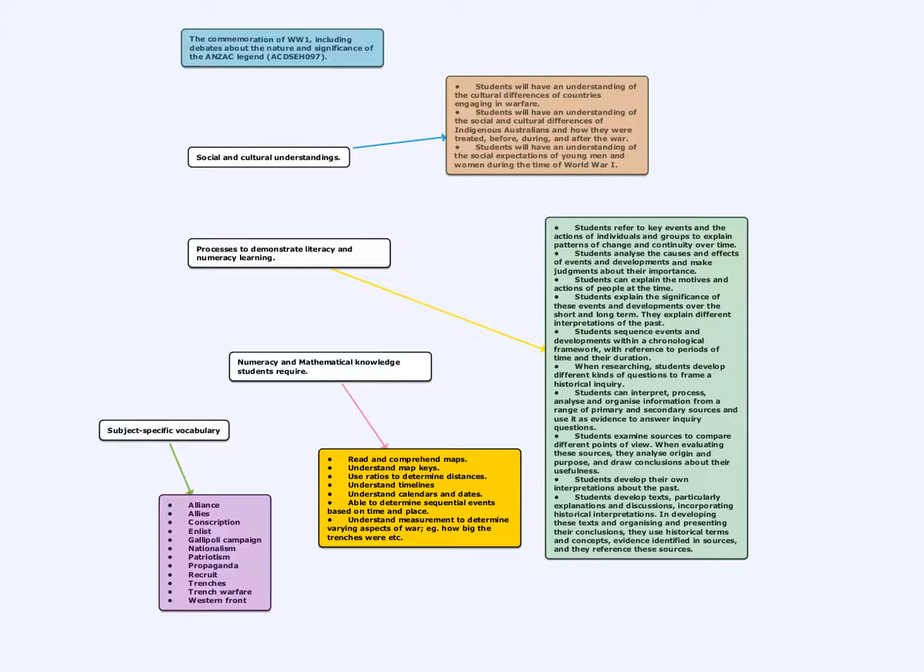Students will be able to sequence events and developments within a chronological framework. Students will be able to research and develop different kinds of questions while interpreting, processing and analysing information from a range of primary and secondary sources.